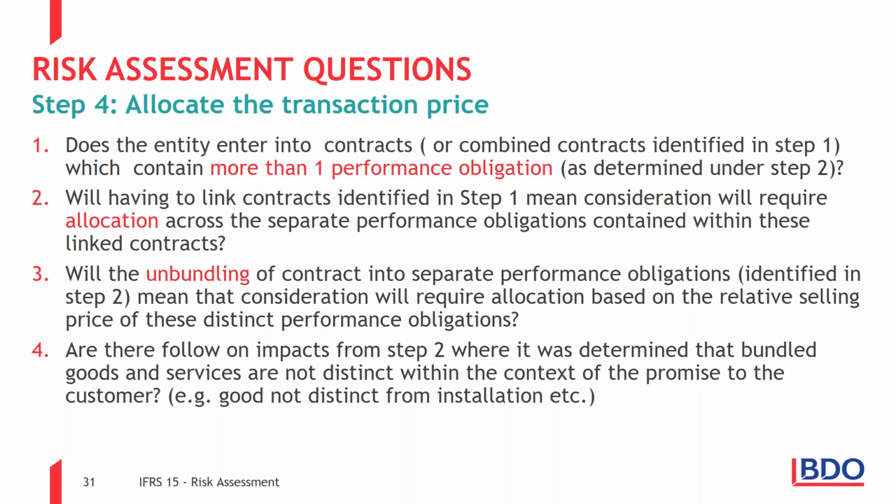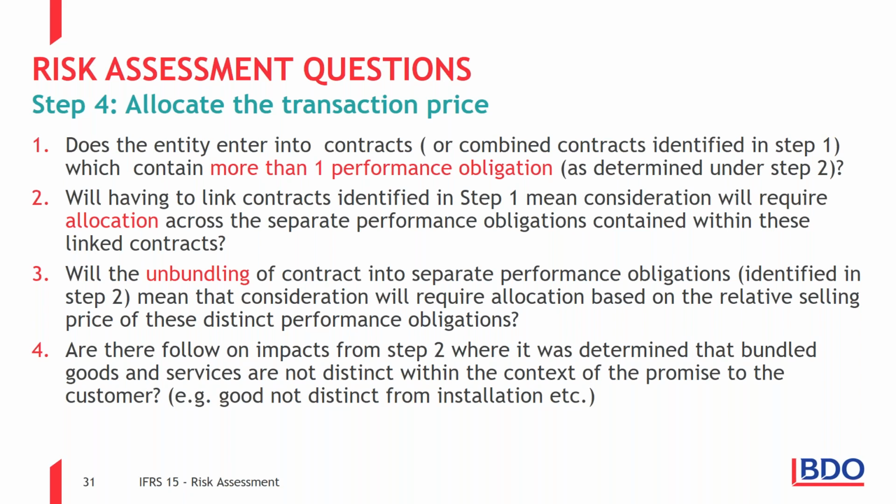If you've linked contracts in step 1, you now have to allocate a transaction price potentially over not the contracts, but the performance obligations identified in the linked contracts. Then also, will the unbundling of contracts into separate performance obligations mean that consideration will require that allocation? And then also, are there follow-on impacts from step 2, where it was determined that bundled goods and services are not distinct within the context of the promise to the customer?